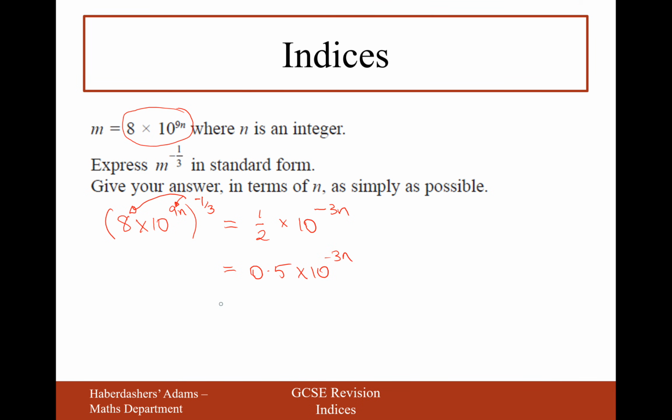So this number is not in standard form at the moment because of the 0.5 at the front. So I need to make this 10 times bigger, and therefore I need to make this 10 times smaller. So it's 10 to the -3n to the -1. And there we are, that's the final answer for this question here.